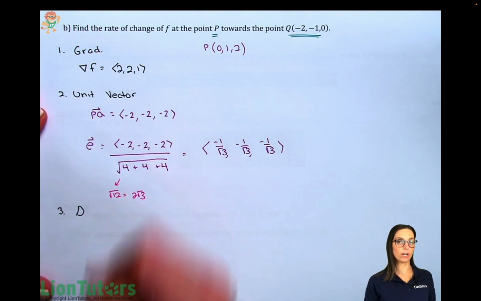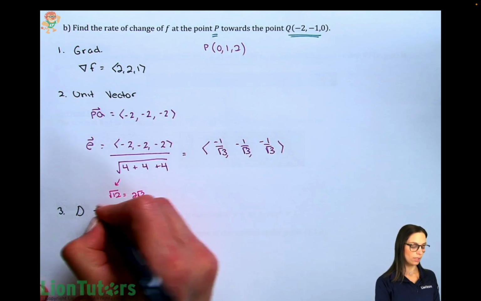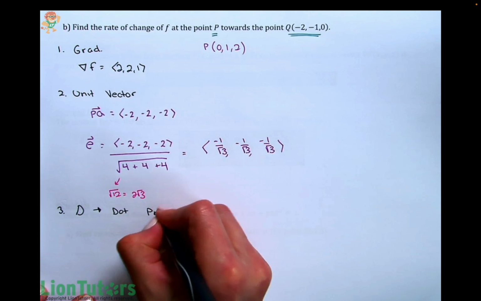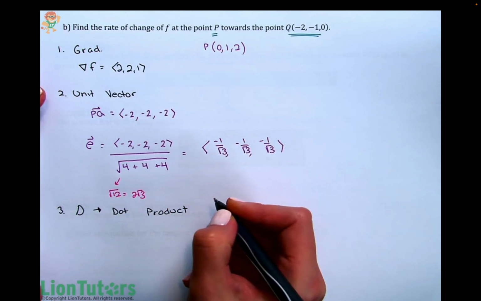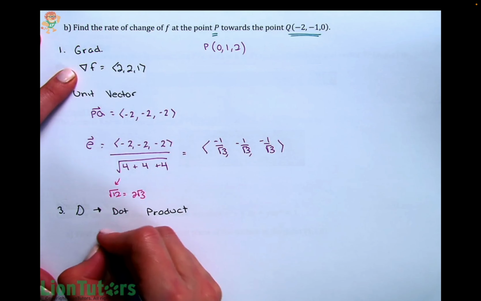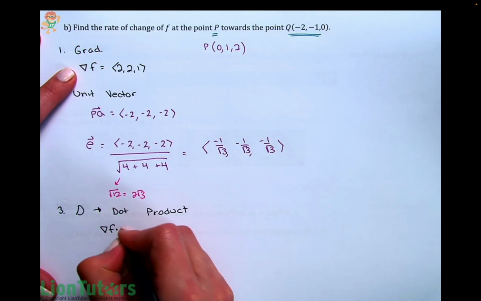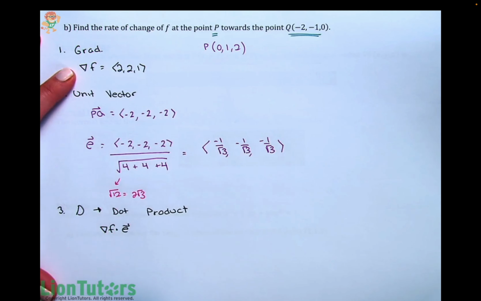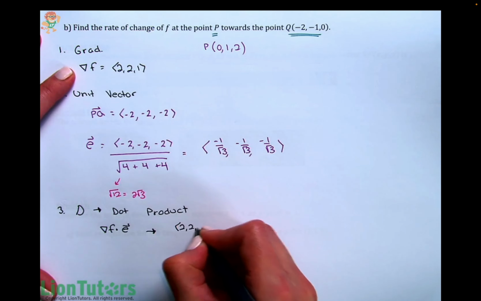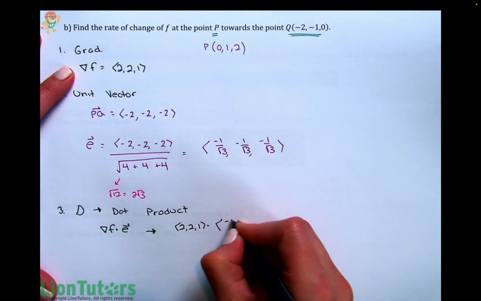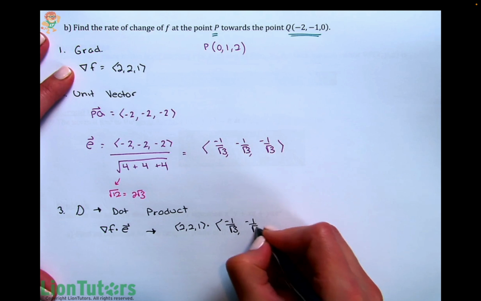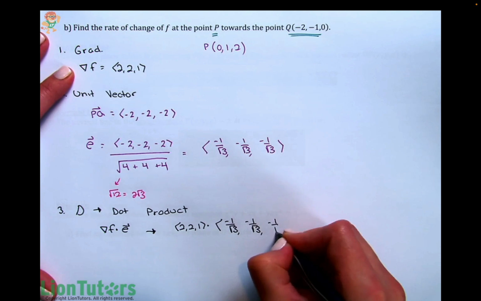And then if we want to find our directional derivative overall, we're going to take a dot product. Right, so we are going to take the dot product of our gradient of f dotted with the unit vector in the direction that we're going. So we're going to do 2, 2, 1, dotted with -1 over root 3, -1 over root 3, -1 over root 3.